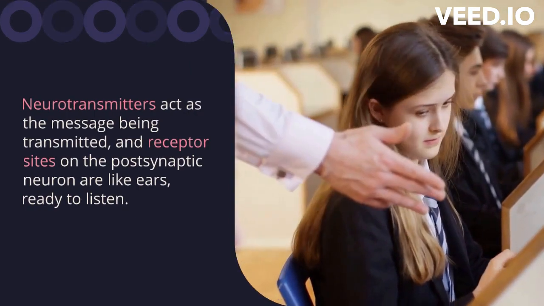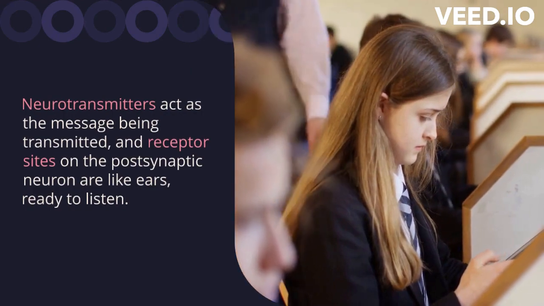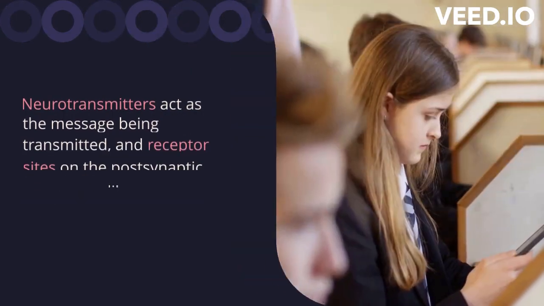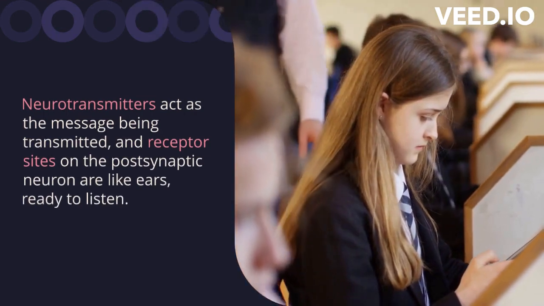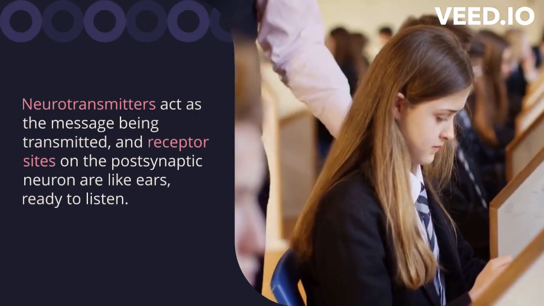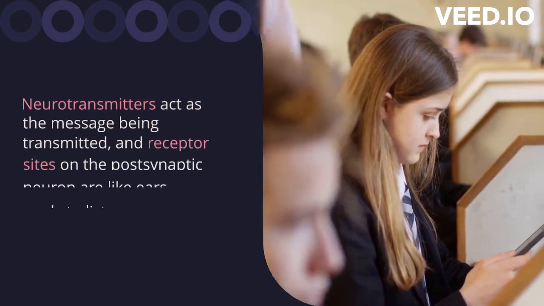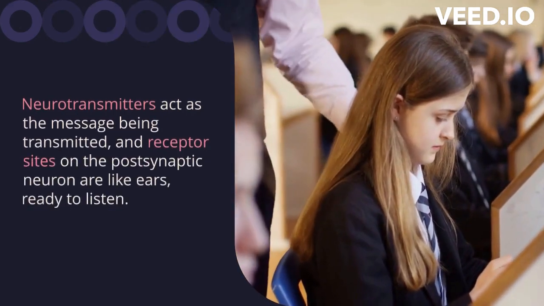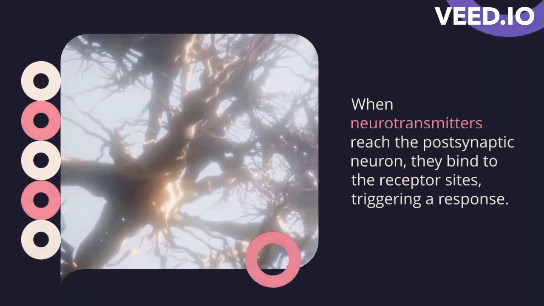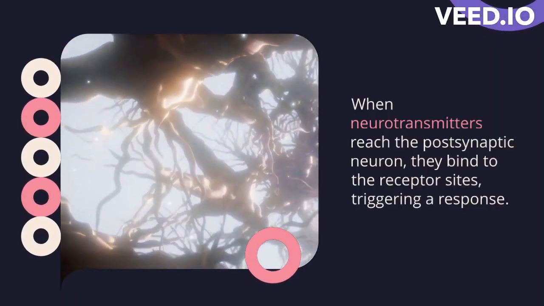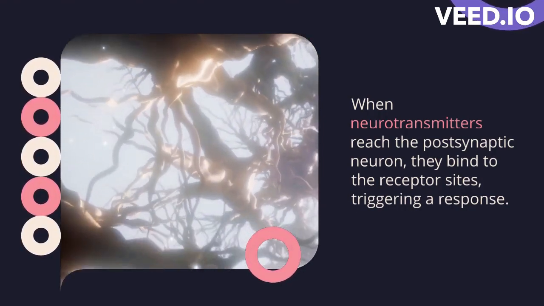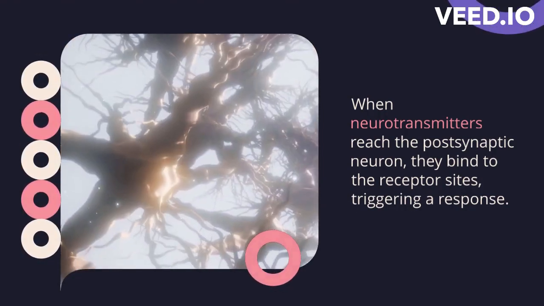Finally, the postsynaptic neuron is like the person on the receiving end of the telephone conversation, waiting to receive the message. The postsynaptic neuron has receptor sites that are like the ears, ready to listen and receive the neurotransmitters sent by the presynaptic neuron. When the neurotransmitters reach the postsynaptic neuron, they bind to the receptor sites, just like the message being received by the person on the telephone.